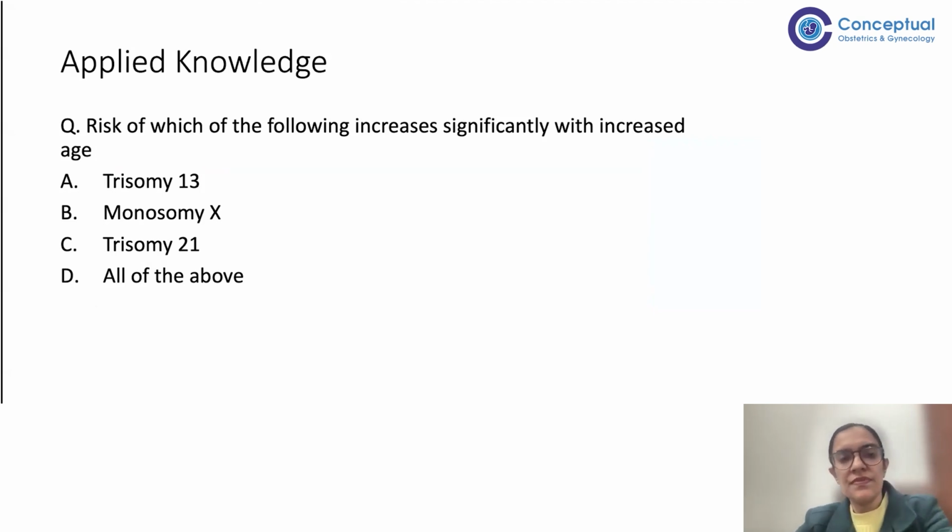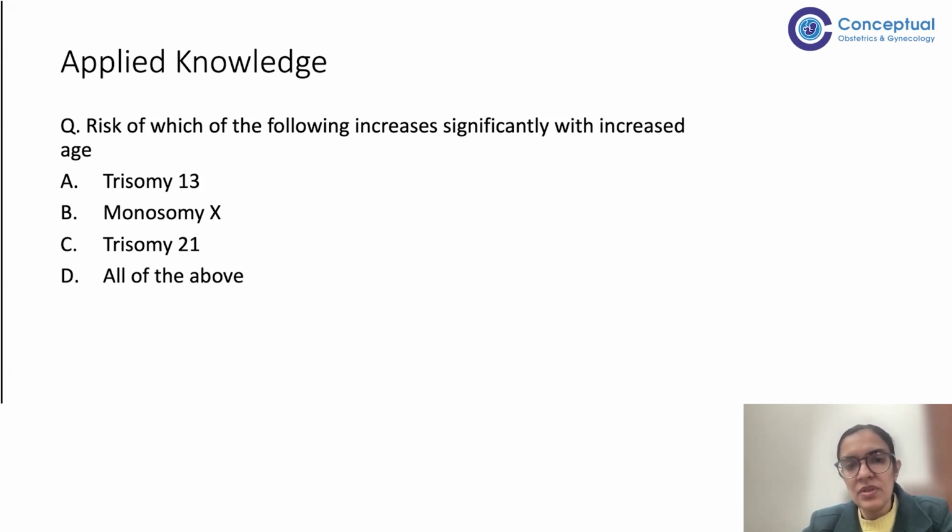Which of the following increases significantly with increasing age? Trisomy 13, monosomy X, trisomy 21, or all of the above? C. Are you sure it's not all of the above? Somebody is saying no. Monosomies have never been seen to be associated with age, right? And even trisomy 13 is not. So trisomy 21 in that way is particularly what you should think about.